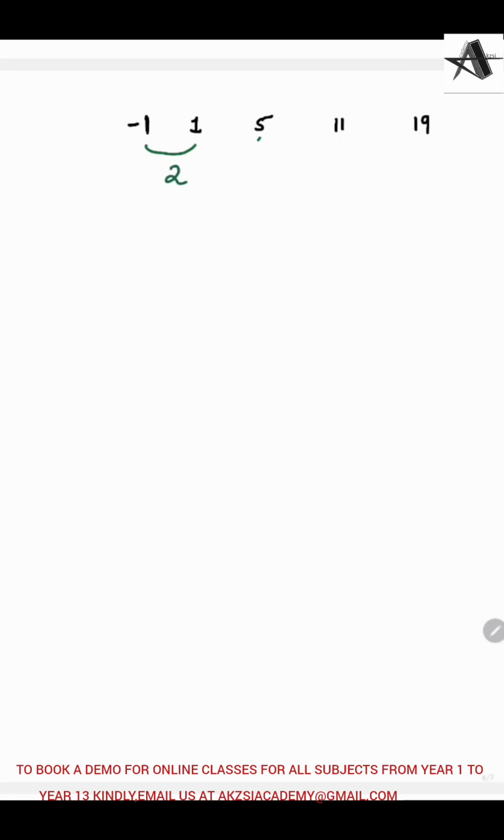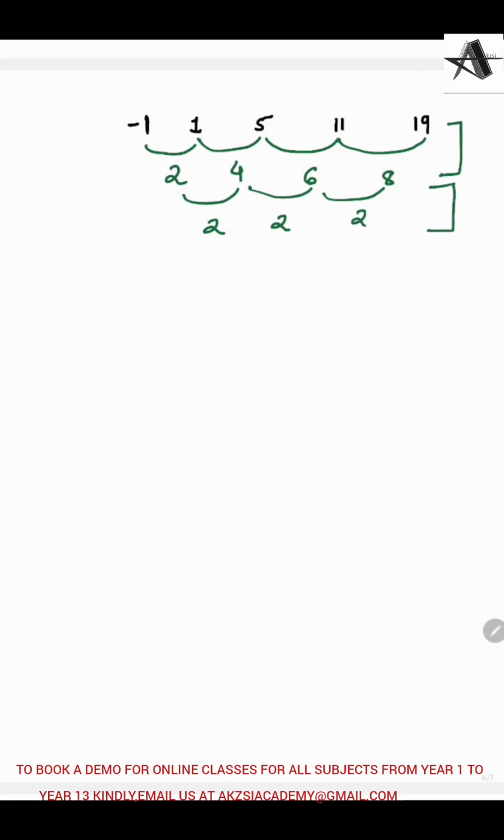It's 2. 5 minus 1, 4. 11 minus 5 is 6, and 19 minus 11 is 8. We didn't get the constant number one time. Now let me subtract the second time. 4 minus 2, 2. 6 minus 4, 2. 8 minus 6, 2. Okay, after subtracting 2 times, we got our constant number. So it's a quadratic series. Now equate this constant with 2a.